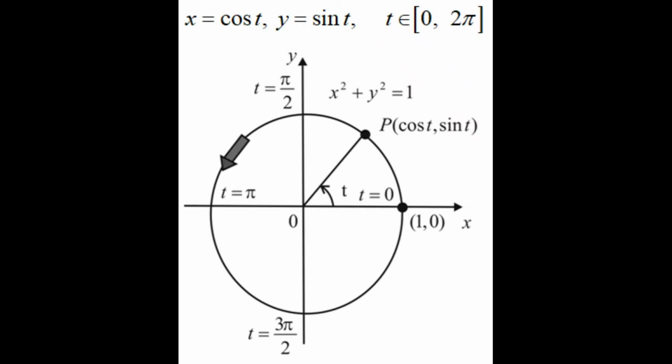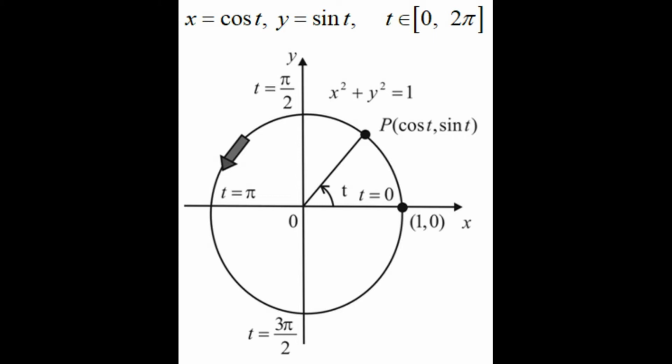We know that the parameterization x is equal to cos t and y is equal to sin t, where t varies over the closed interval 0 to pi, represents the unit circle. It traces the unit circle in the counterclockwise direction. The unit circle has parameterizations other than this.